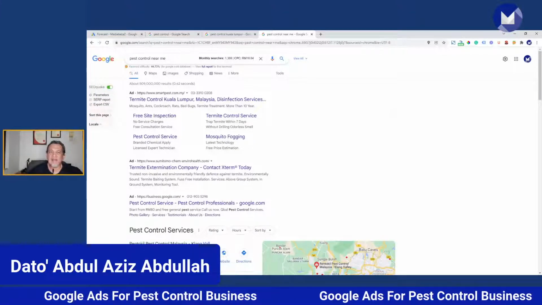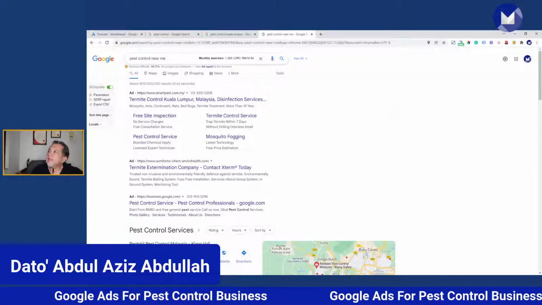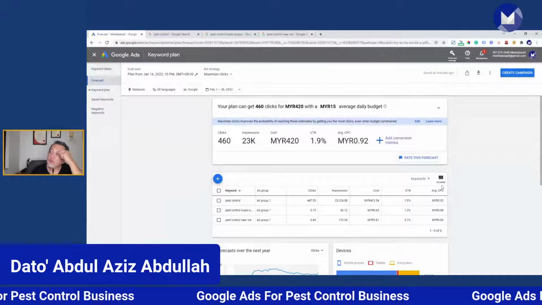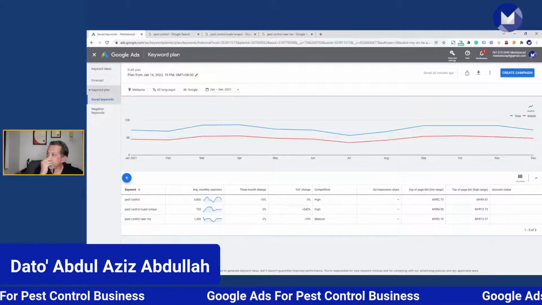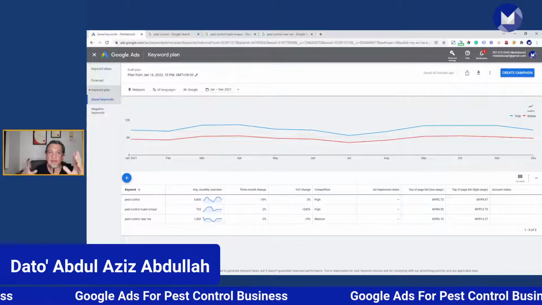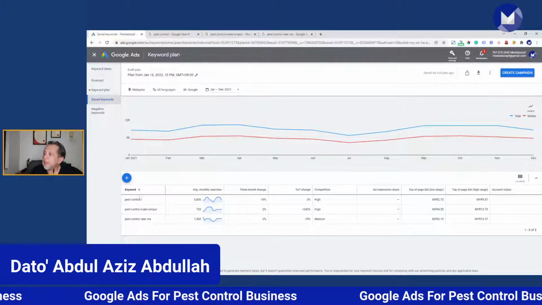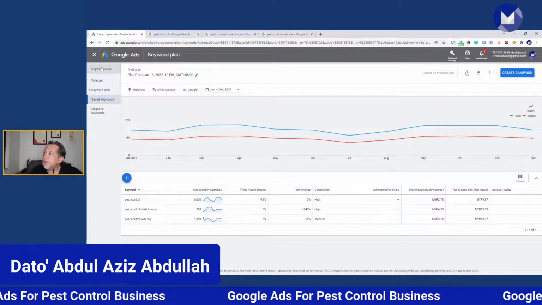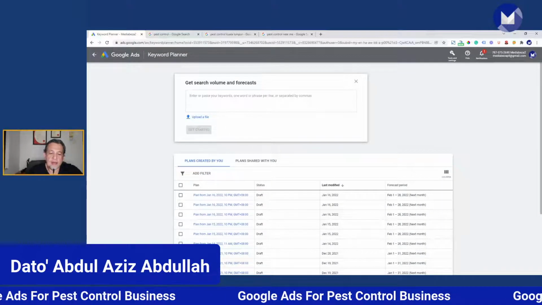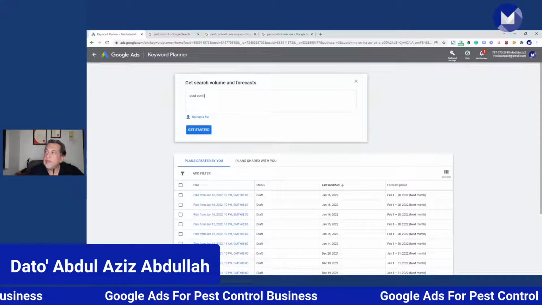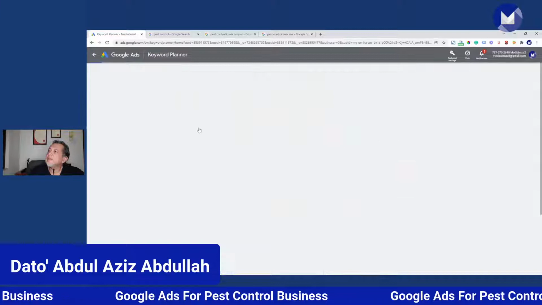Now, what sort of revenue might you get by doing this? In my forecast now, I'm not going to do a pest control forecast. I'm going to go back to the keyword plan here and take out pest control, because pest control is too big a keyword. I just want to focus on pest control Kuala Lumpur and pest control near me. I cannot remove this, so let me go back to keyword ideas and type a new keyword: pest control near me.